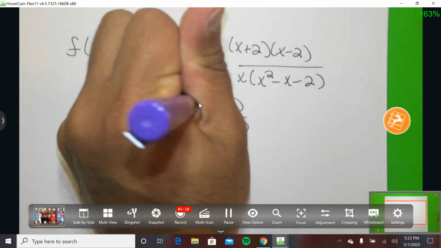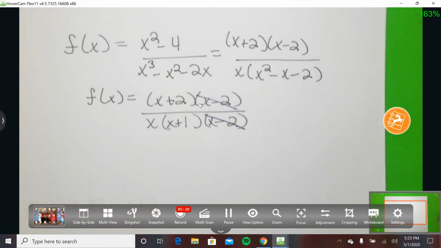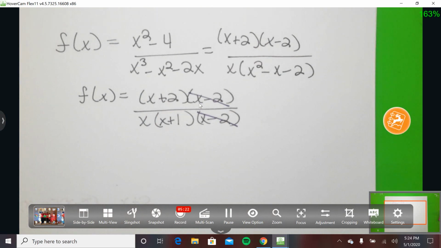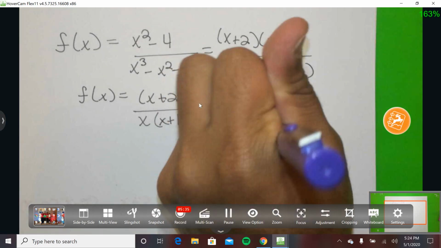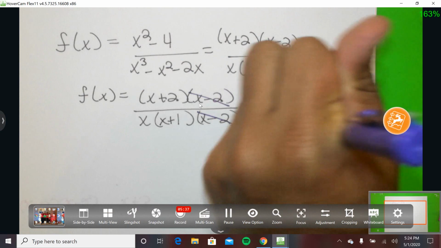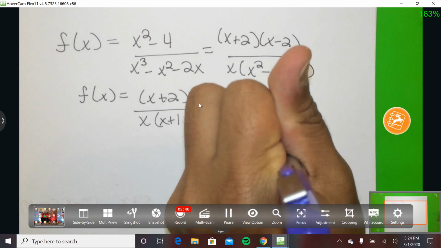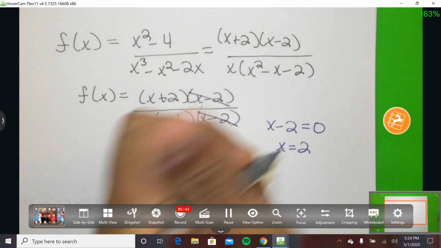This right here, those are called removable discontinuities. Remove it. So, for example, you have a point that's shaded in. I'm going to remove that shade away from it. So when I remove it, you're going to have a hole there. So you're going to take that x minus 2, set it equal to 0, and solve for it. So then you have x is equal to 2.